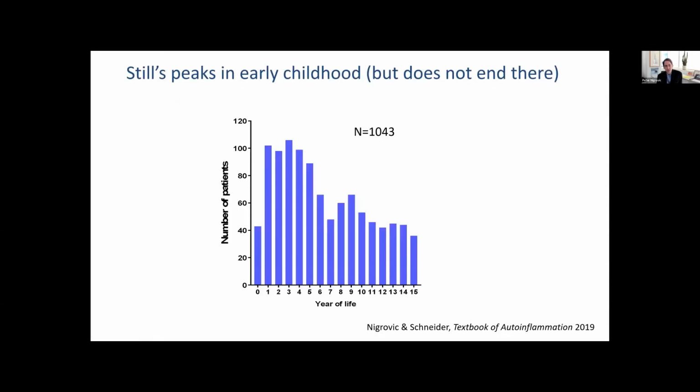So just to look at the epidemiology of the condition we're dealing with, this is a summary of 1,000 patients from published series of age of onset. It shows the number of patients on the y-axis and the year of life from 0 to 50 on the x-axis, first year of life, so 0 to 1, to 15 to 16. And it shows you that this is predominantly early onset child disease, so from infancy to 5 or 6 is the peak, but it doesn't end there.